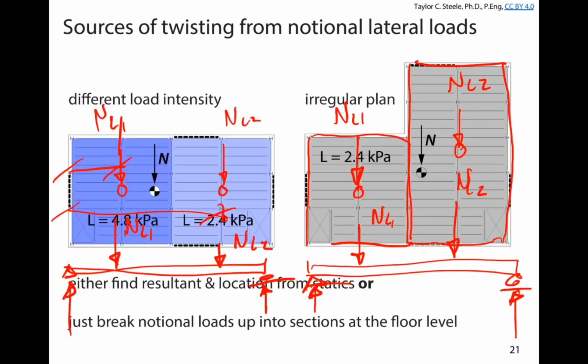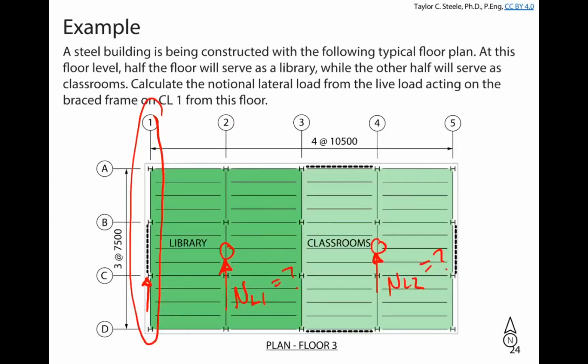Well, I'm just breaking it up here so that we can find basically the equivalent effect. So the vertical load from the library, the centroid for the library floor is here, the centroid for the classroom floor here. You apply the notional lateral load through the same centroid as the vertical load, basically.